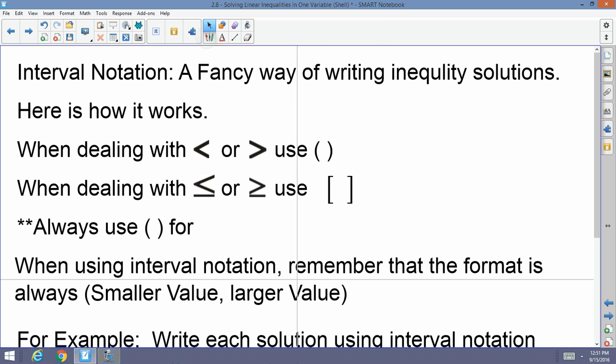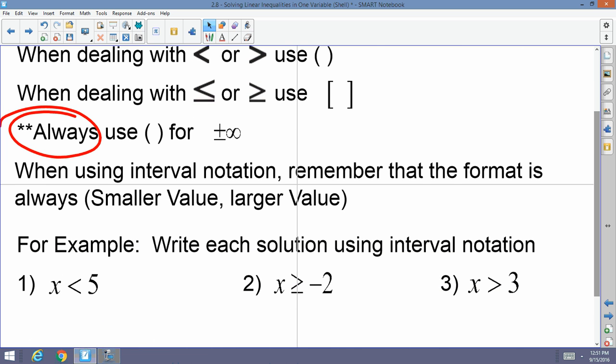And please note, very important, always use parentheses for either plus or minus infinity. Infinity is a value that never ends. Infinity goes on forever and ever and ever. So we can't really have an equality to infinity. So whenever we're dealing with inequalities that have infinity, infinity will always be encapsulated with parentheses, never brackets. When using interval notation, you have to remember also that the format is always the same. It's the small value, comma, the larger value. That's the way it goes.